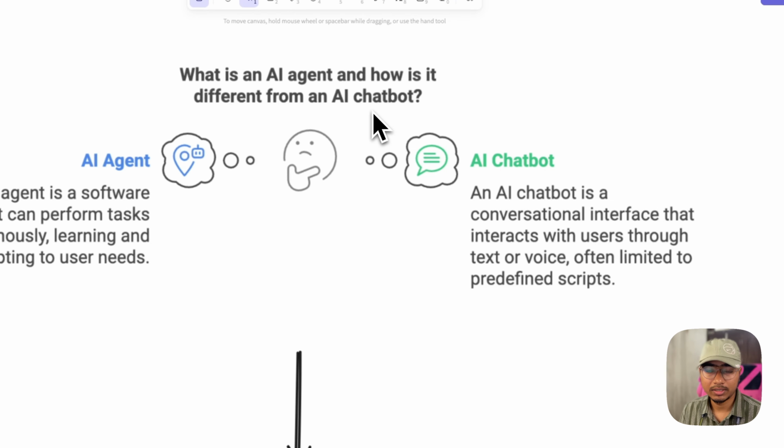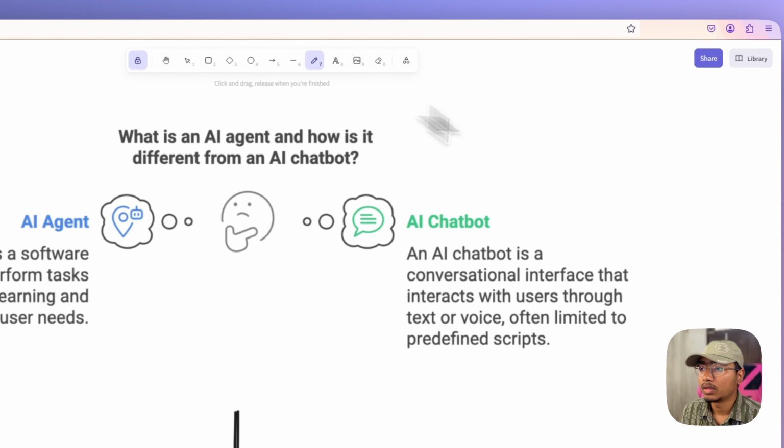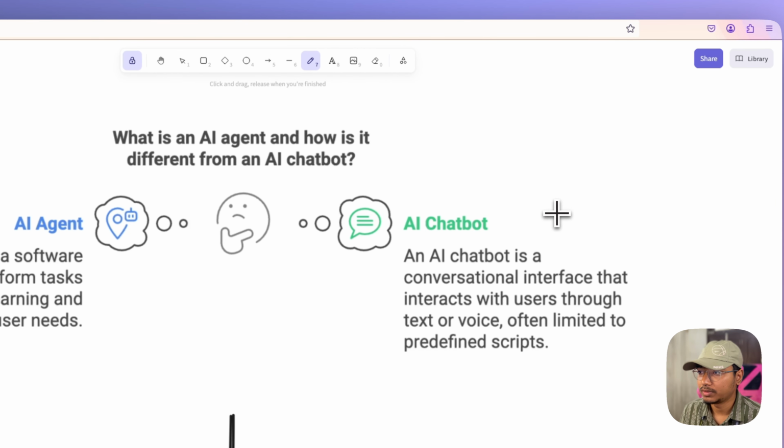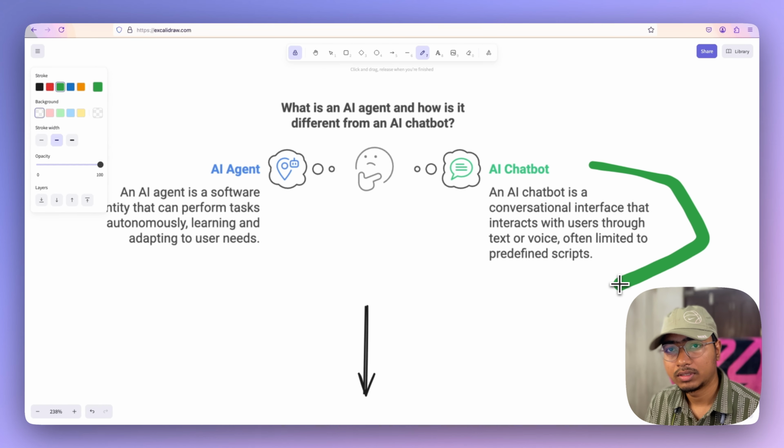Okay, so AI agents. You must have heard a lot of terms: LLM, AI, chatbot, agents, everything. So let's first understand the difference between an AI agent and an AI chatbot. An AI chatbot is a conversational interface that interacts with the user through text or voice, often limited to predefined scripts, just like the ChatGPT interface or the Gemini interface, where you go, upload some pictures, ask it to produce some results, transform the image, or just interact with LLMs to get some information.